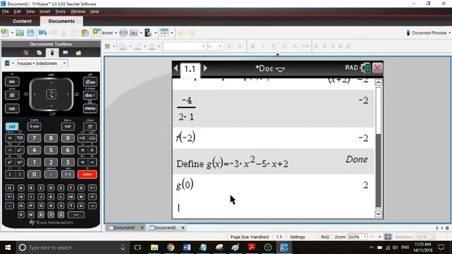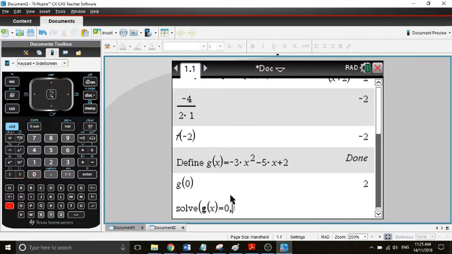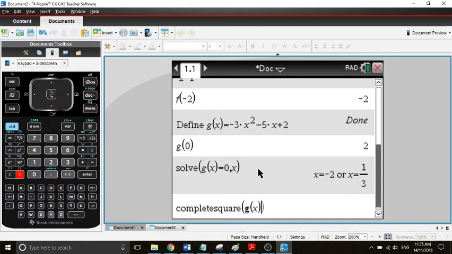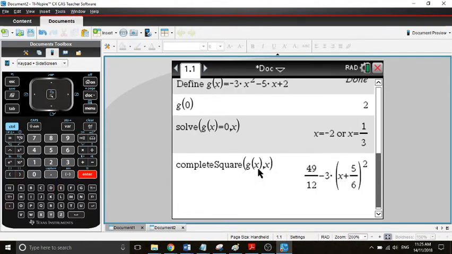We want to find our x-intercepts. So solve g of x equals 0 for x. That happens at either -2 or a third. And then we want to find the turning point. Let's see if this will work. Complete square g of x, comma x. And we have our turning point at -5/6 and 49/12. That's our turning point.